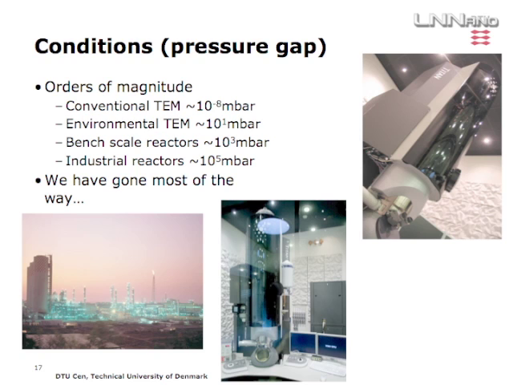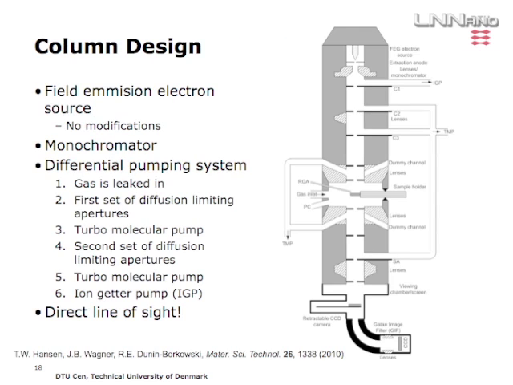And here you have what the instrument at DTU looks like. This case up here hides all the pumping systems. This is a schematic of how the instrument looks. If you look at the top part of the microscope, it's basically a conventional Titan column where you have your field emission source. In our case, we also have a monochromator on it.